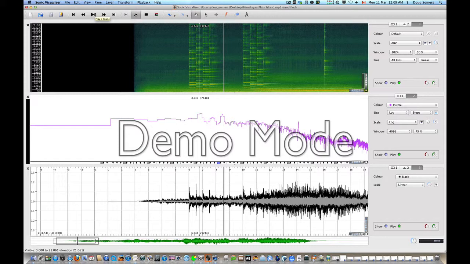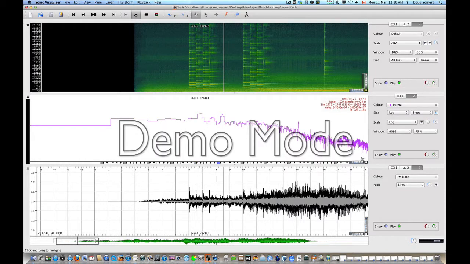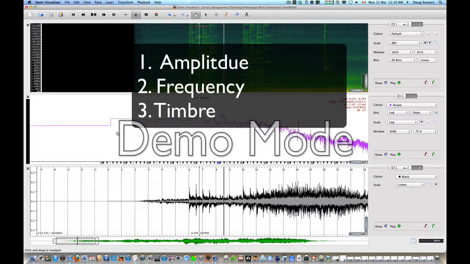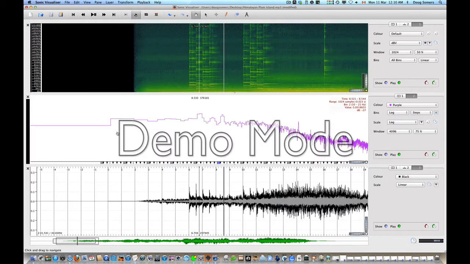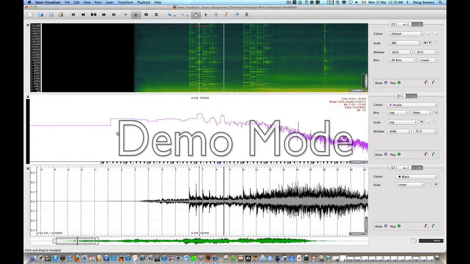So this is what's called a spectrogram, which shows you the spectrum of sound from the lowest frequencies over here to the highest frequencies over here, and the amplitude and how that varies. So we've really covered three things then. We've covered amplitude, we've covered frequency, and we've covered timbre. Frequency is the number of times per second that a sound changes.